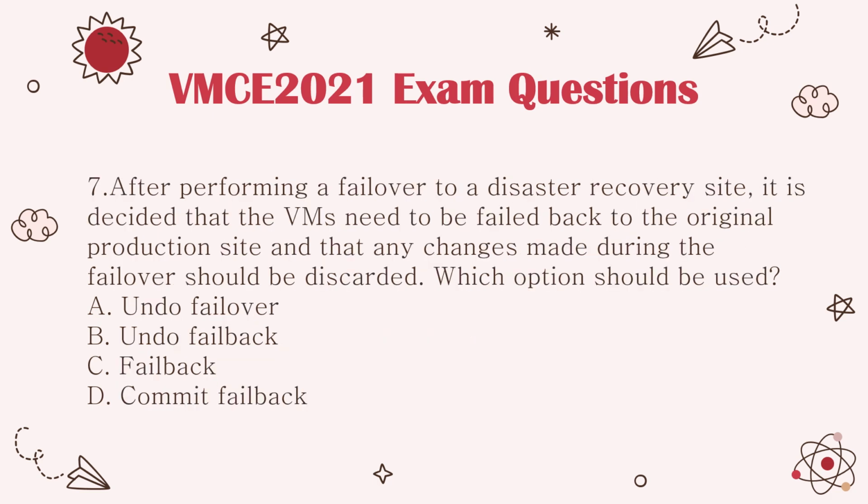7. After performing a failover to a disaster recovery site, it is decided that the VMs need to be failed back to the original production site and that any changes made during the failover should be discarded. Which option should be used? A. Undo failover. B. Undo failback. C. Failback. D. Commit failback.